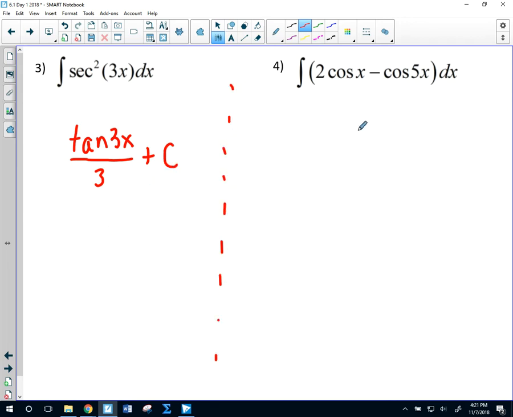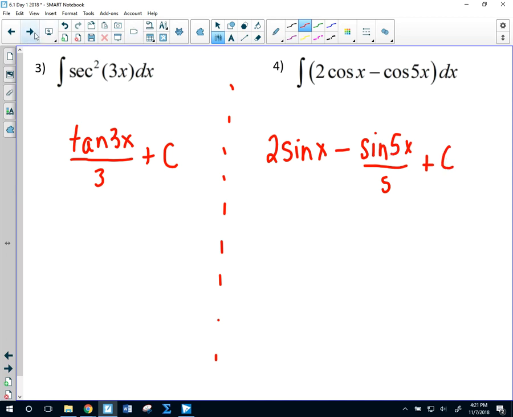All right, and then number 4 over here. Remember, please don't forget to pause the video if necessary, take any notes, and write down questions that you have as you go through. Okay, the antiderivative of cosine is sine, so this becomes 2 sine of x. And then this is cosine of 5x, which means the antiderivative of that is sine of 5x divided by 5, and then, of course, plus c.